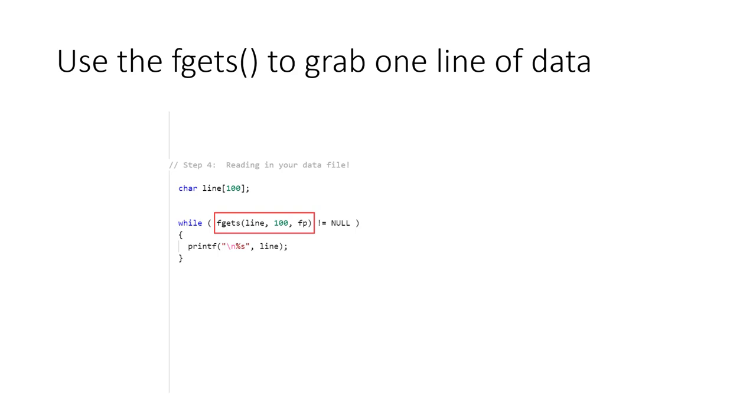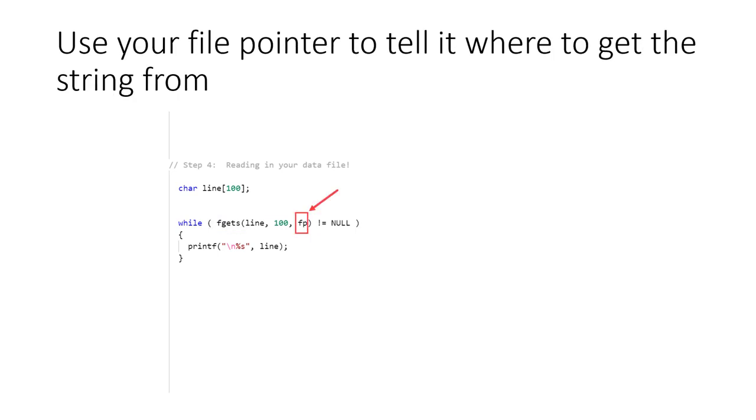Now we have something called fgets, which you've seen before. Remember, fgets has 3 different parameters that we use. We're going to use fgets to grab one line of data. And remember, I always do this backwards. You're going to use your file pointer to tell fgets where to go to get the string from. Before, we used standard input. Right now we're going to use our FP, or file pointer.